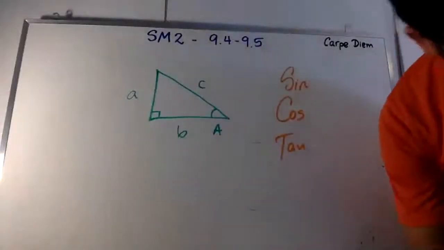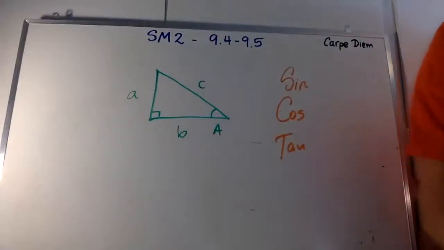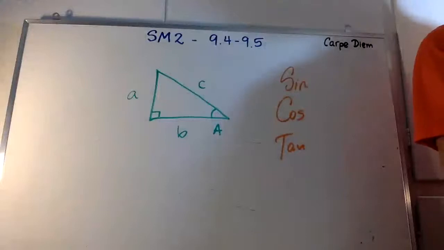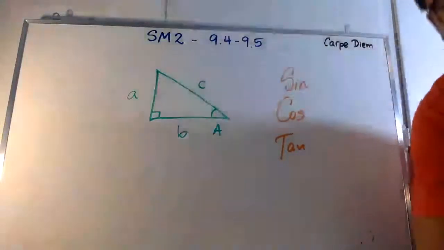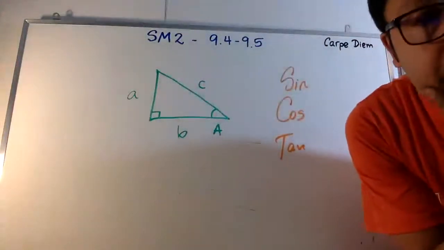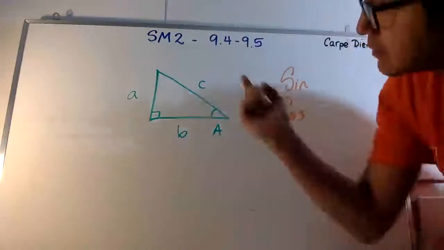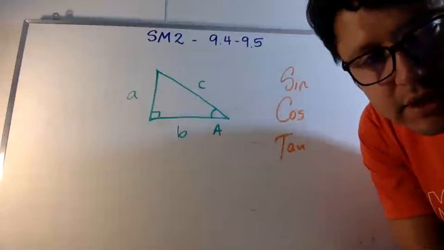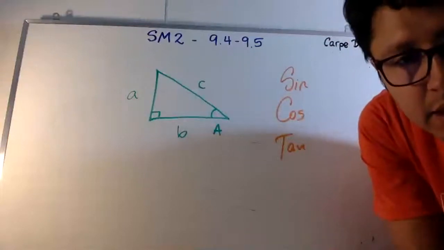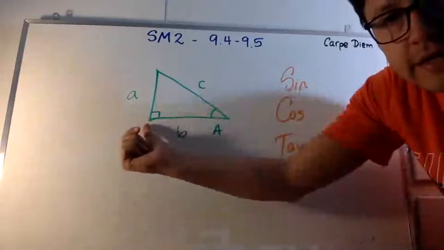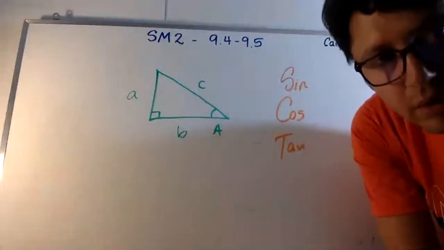Relationships you find in right triangles. Give me a second, I need more light here. Okay, so if we take a look at the legs, we know that C is the hypotenuse. It means that it's the longest segment of this triangle. We know that a right triangle has a right angle in it.